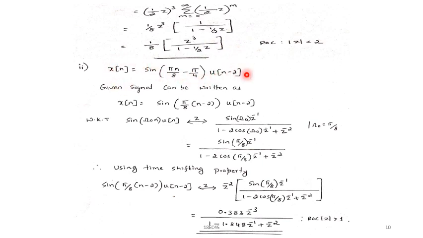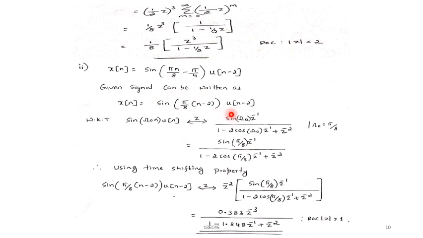And the second problem is x of n is equal to sine (pi n by 8 minus pi by 4) u of n minus 2. And here this signal can be written as x of n is equal to sine pi by 8 (n minus 2). If I take pi by 8 outside here, then I can write sine pi by 8 (n minus 2) into u of n minus 2. Correct, right?